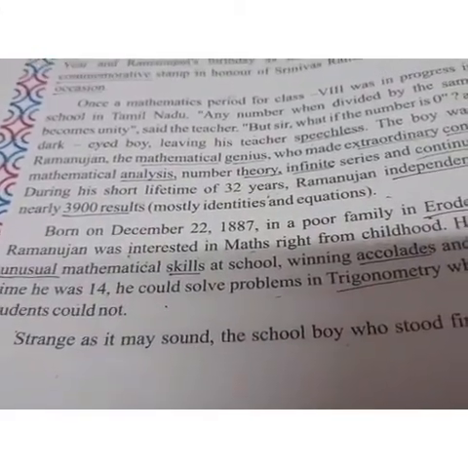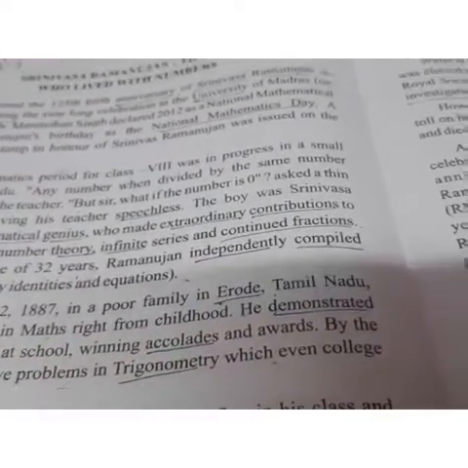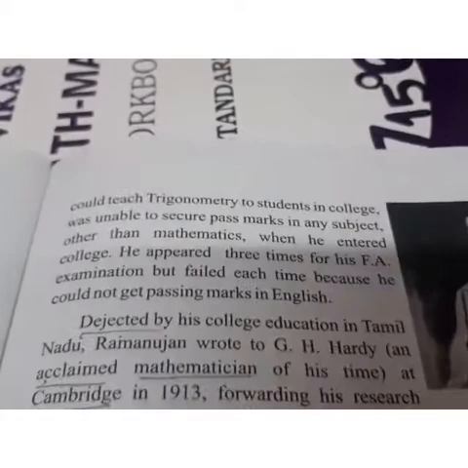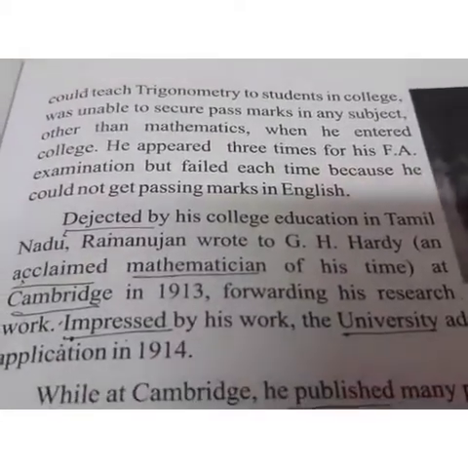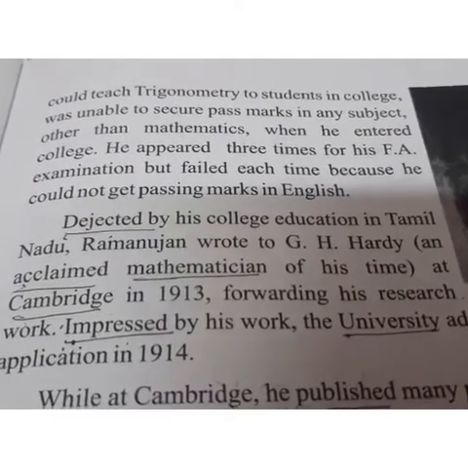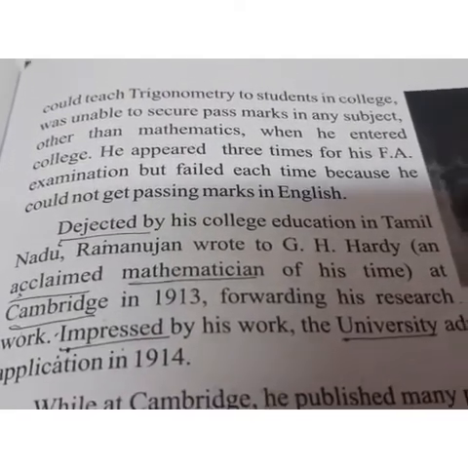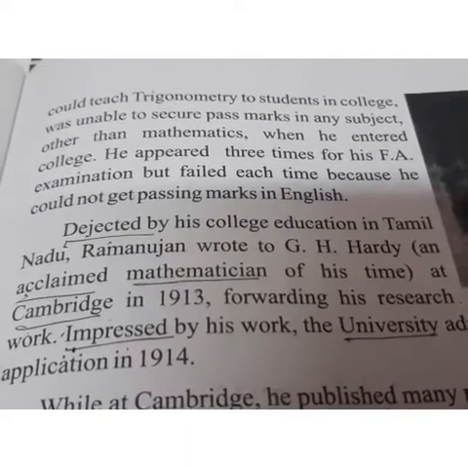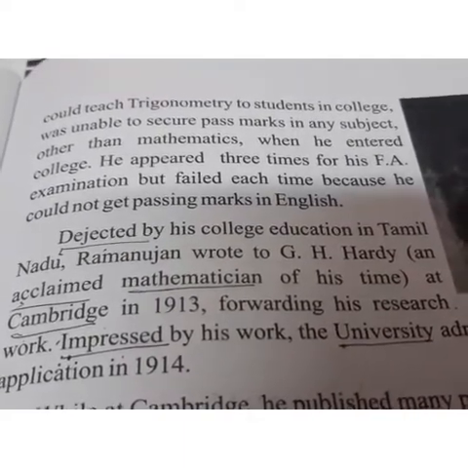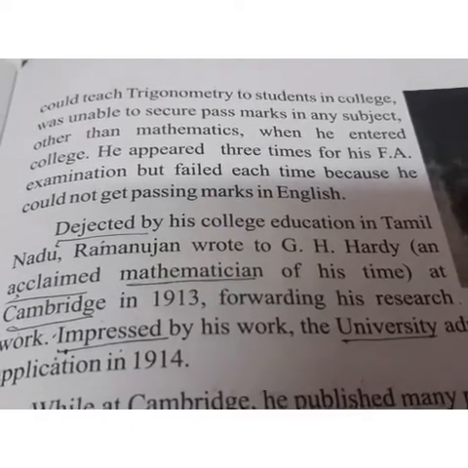Strange as it may sound, the schoolboy who stood first in his class and could teach trigonometry to students in his college was unable to secure pass marks in any other subject. Now, he was so much interested in maths and so good in maths that at the age of 14, he could solve the problems which the college students were not able to do in trigonometry. But in other subjects he could only secure the pass.